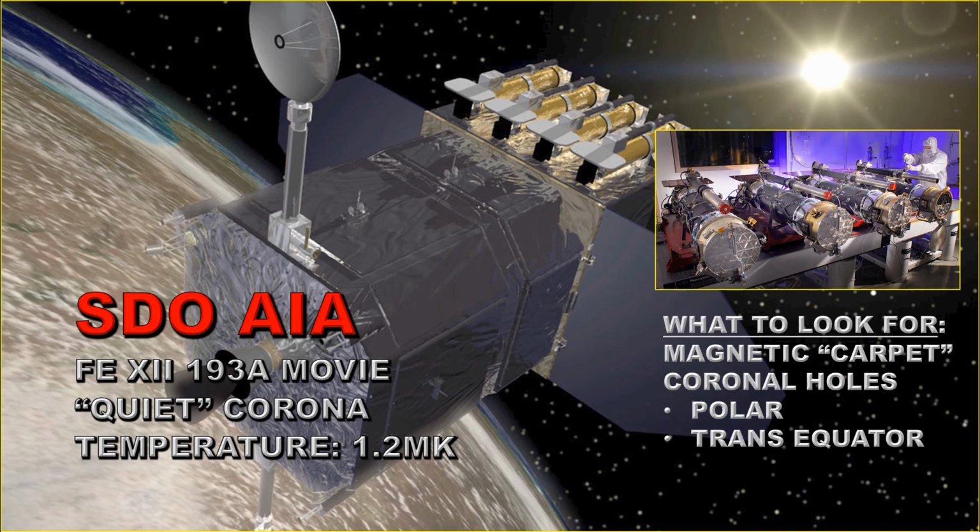Now again we'll move higher. This is the iron 12 channel at 193 angstroms. This looks at the so-called quiet corona at a temperature of about 1.2 million degrees Kelvin. Here you can see what's called the magnetic carpet. This is low-level magnetic connections, and far from being quiet, they're changing all the time.